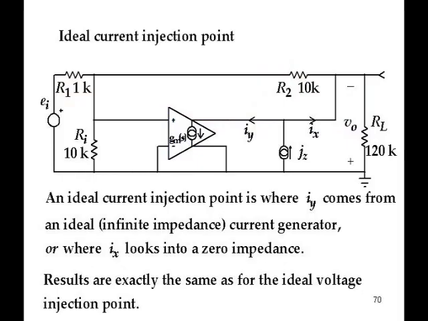Here's a different injection point for the same circuit. This is showing single current injection now, which you can do at the output of the forward path because that's a dependent current generator. It's an ideal current injection point.